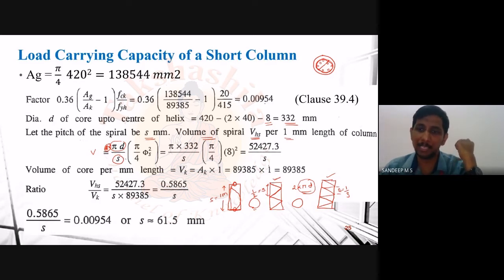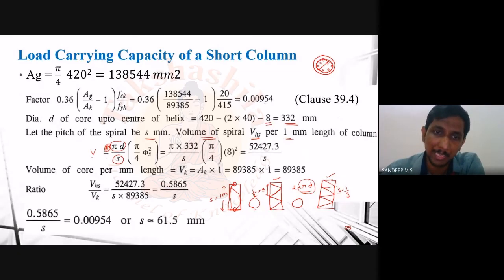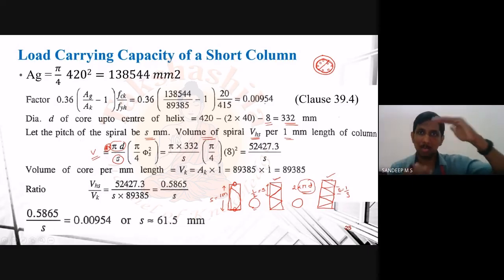Pi by d divided by the center to center spacing here, that is pi by d divided by 1 by 3, or 3 times pi by d. Likewise, I can generalize it now. So what I am doing is perimeter into area of cross section divided by center to center distance will be my volume of a single spiral in 1 meter or in unit length.